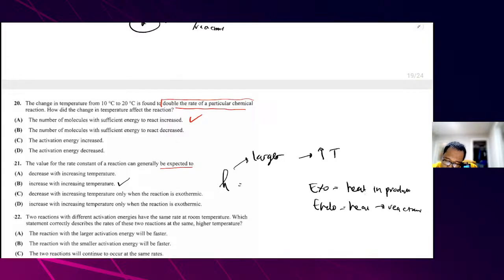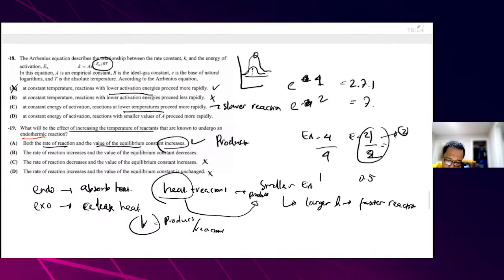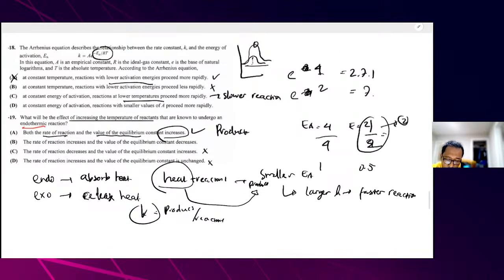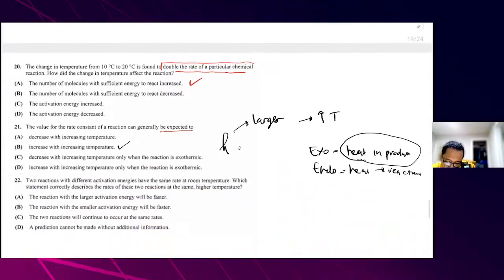I think it should be equilibrium constant, not the rate constant of the reaction. K and capital K are different. So the correct answer should be B, I think, number 21, B.